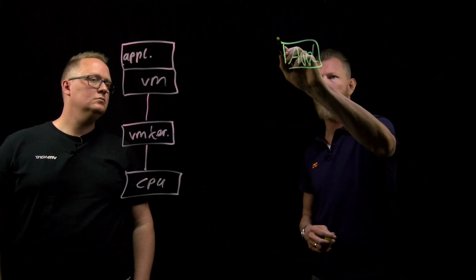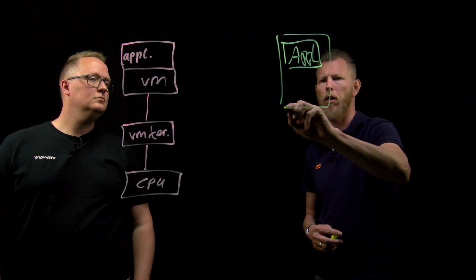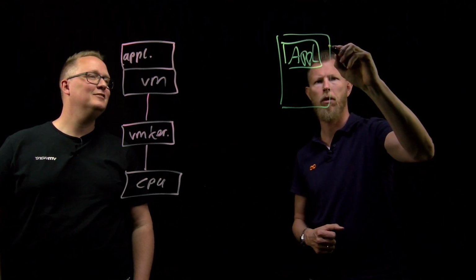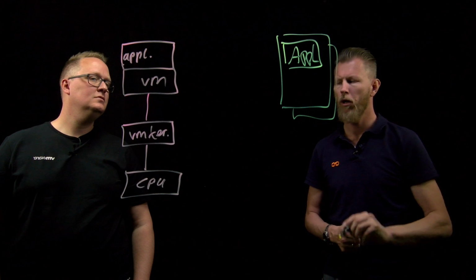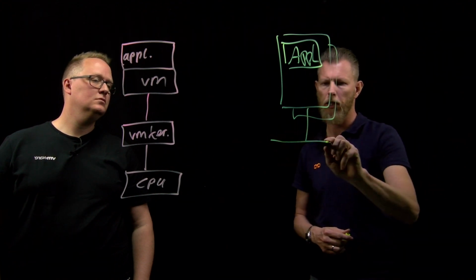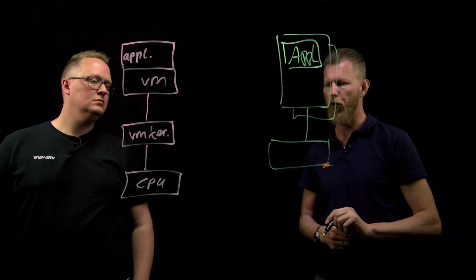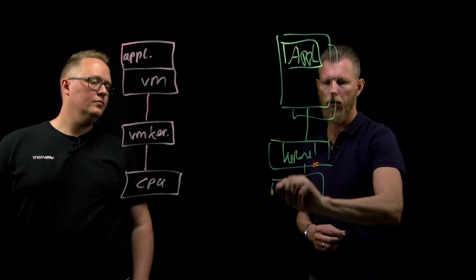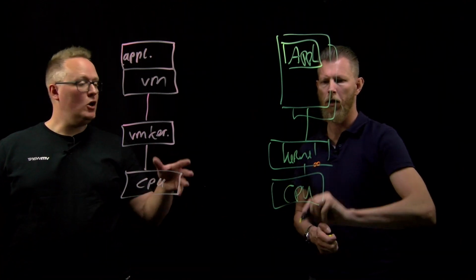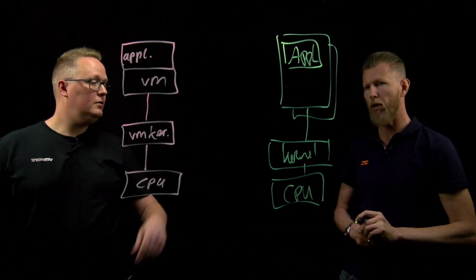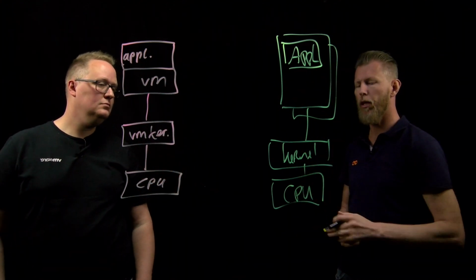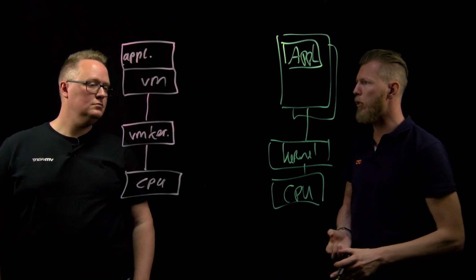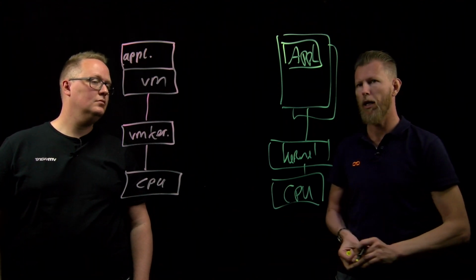Let's draw the VM a little bit different. So this is actually a VM, and here is still a bit of kernel and a CPU. And with kernel, you're still talking about the ESXi VM kernel. Absolutely, because every application will still need access to a CPU and access to RAM in order to compute stuff.